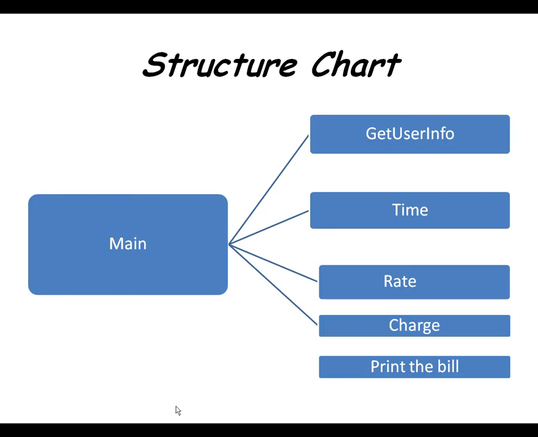First is the structure chart. Your main is broken down to 5 routines. You're going to get the user info by asking about the type of the vehicle, the hour the car got in the garage, the minute it got in the garage, the hour it got out of the garage, and the minute it got out of the garage. Then you are going to calculate the time they spent in the garage.